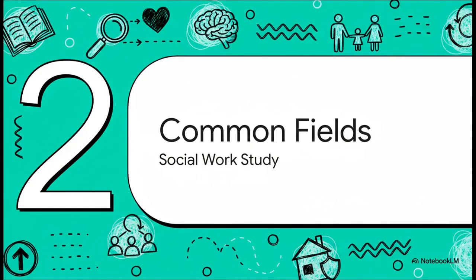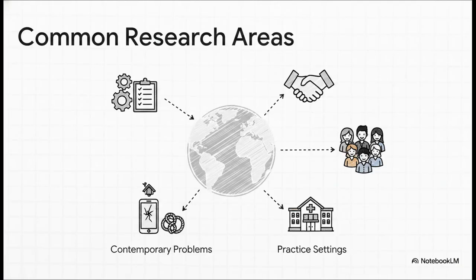Moving right along to Part 2, Common Fields, the Landscape of Social Work Study. Social work is an incredibly diverse field, right? But most of our research tends to fall into a handful of key categories. You might lean into foundational or methodological research to sharpen the actual tools we use to collect data. Or maybe you're super passionate about diverse groups, studying the unique, complex challenges faced by migrants or ethnic minorities. But whether you're looking at practice settings, like evaluating social workers in schools, or tackling contemporary problems, like the impact of social media addiction on teenagers, the point is this: these categories align directly with real-world immediate needs.